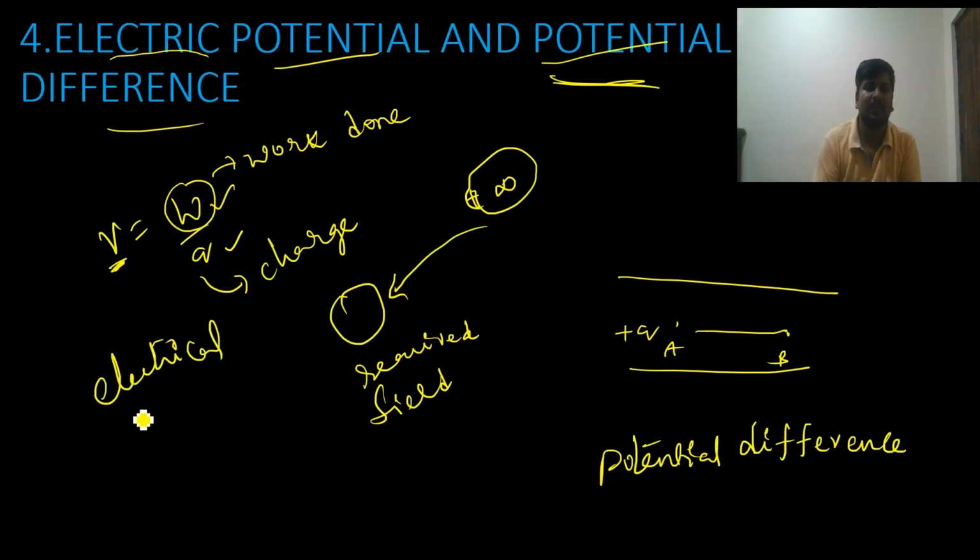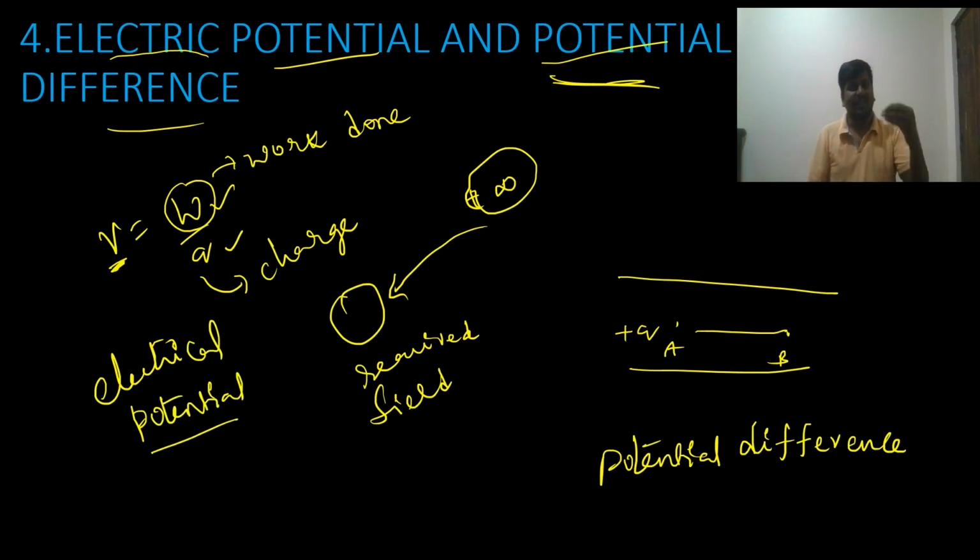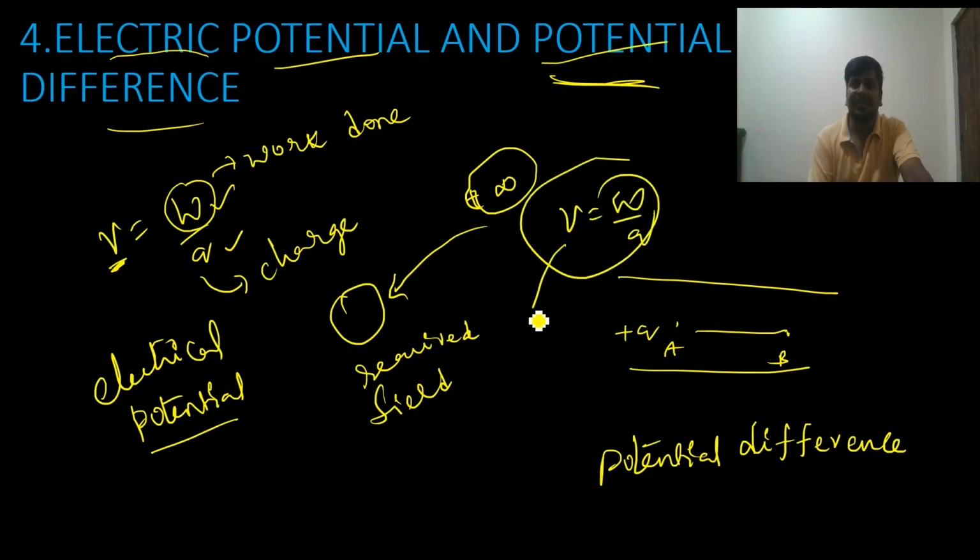In electrical potential, charge is coming from infinity to the required field, meaning we are doing work to bring unit positive charge from infinity to the required field. That is electrical potential. Potential difference is the work done to bring charge from one point to another point within the conductor. So V equal to W by Q. What is the SI unit of potential difference? It is volt.